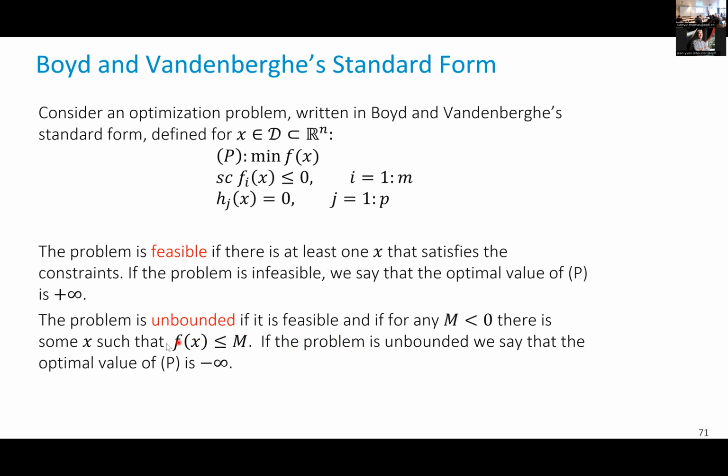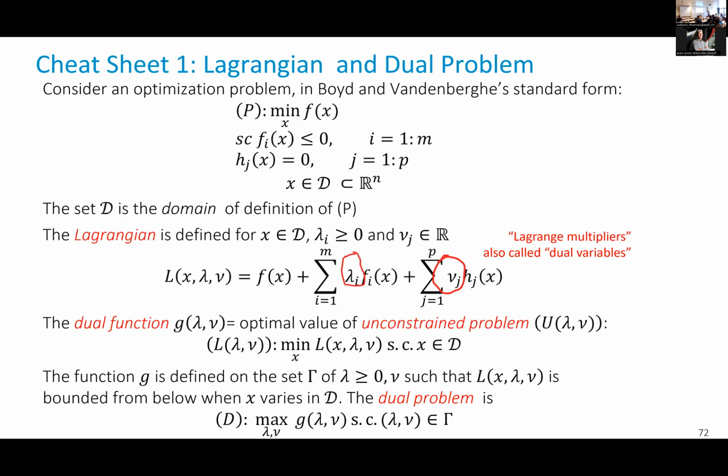which means that the objective function can be as negative as we want. For every m, we can always find a feasible point where the objective function is less than m, which is the formally correct definition of saying that the optimal value of p is minus infinity. So plus infinity if it's not feasible, minus infinity if it's feasible but unbounded.